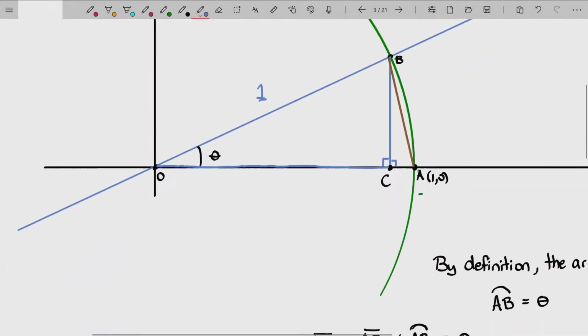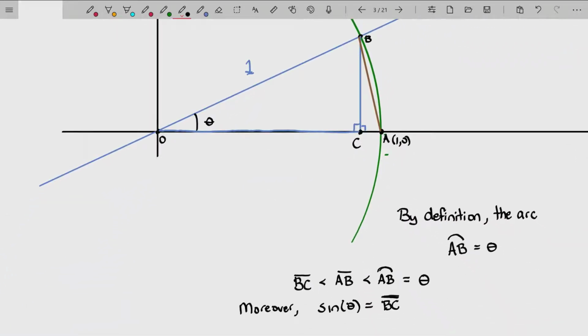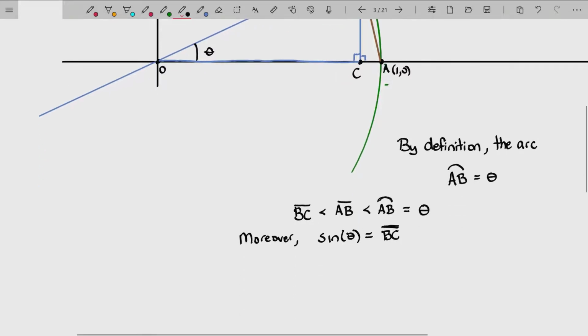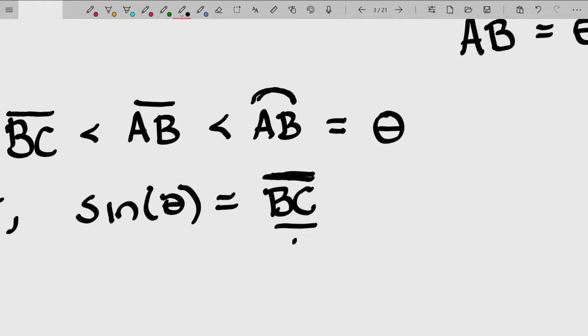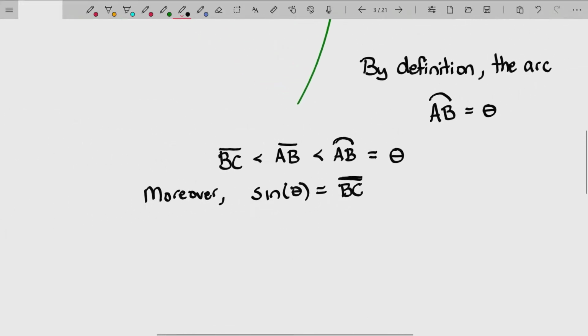So I'm going to go ahead and write that down below. The sine of theta is just the length from B to C. Technically, to be honest with you, it's the length of BC over the hypotenuse, but the hypotenuse is of length 1. Great. So what does this mean?